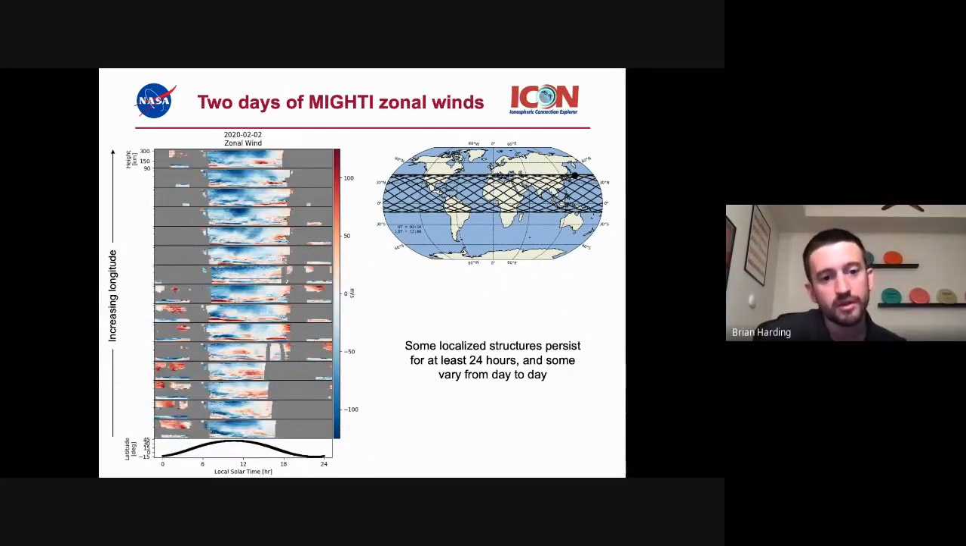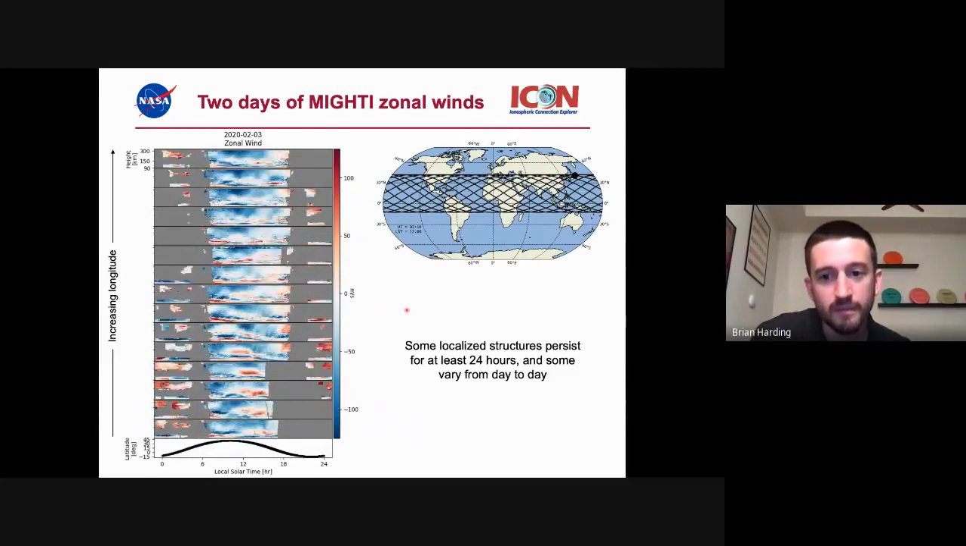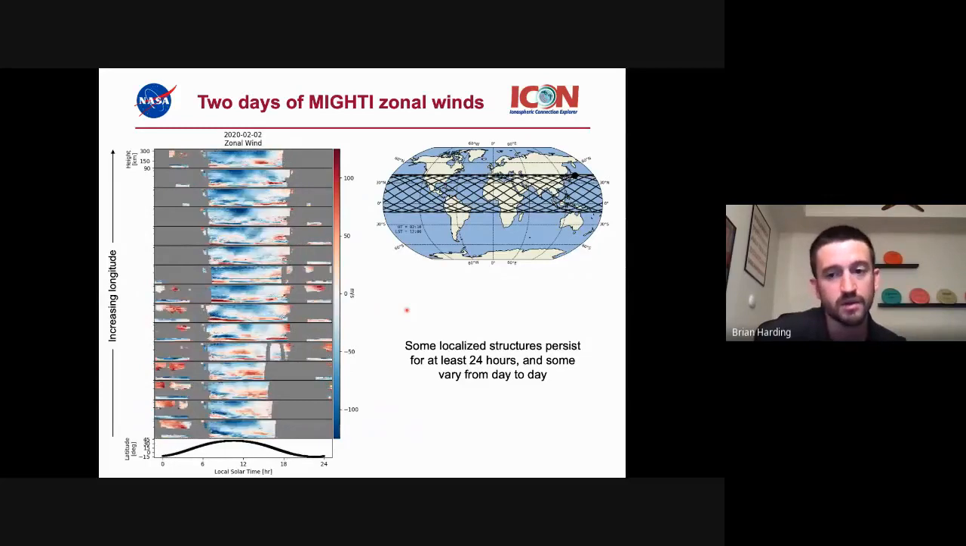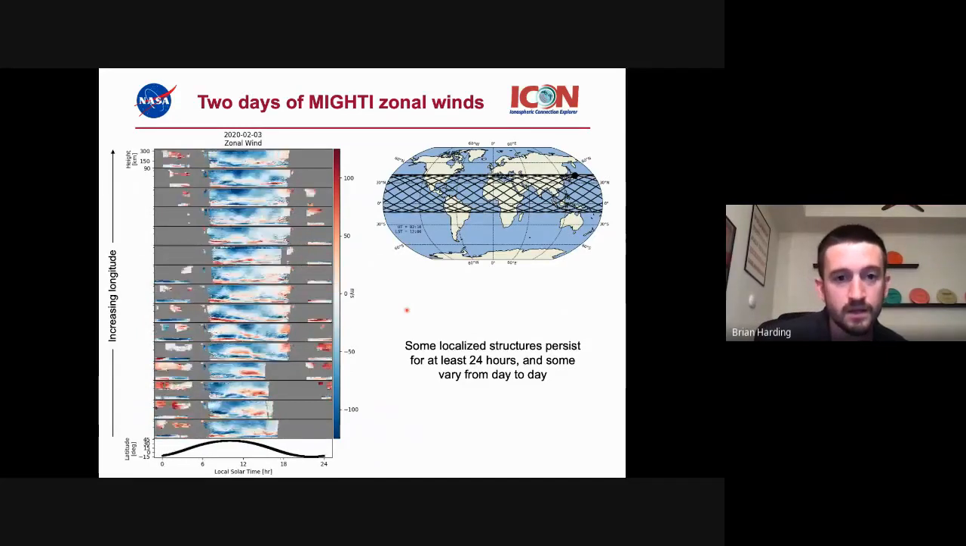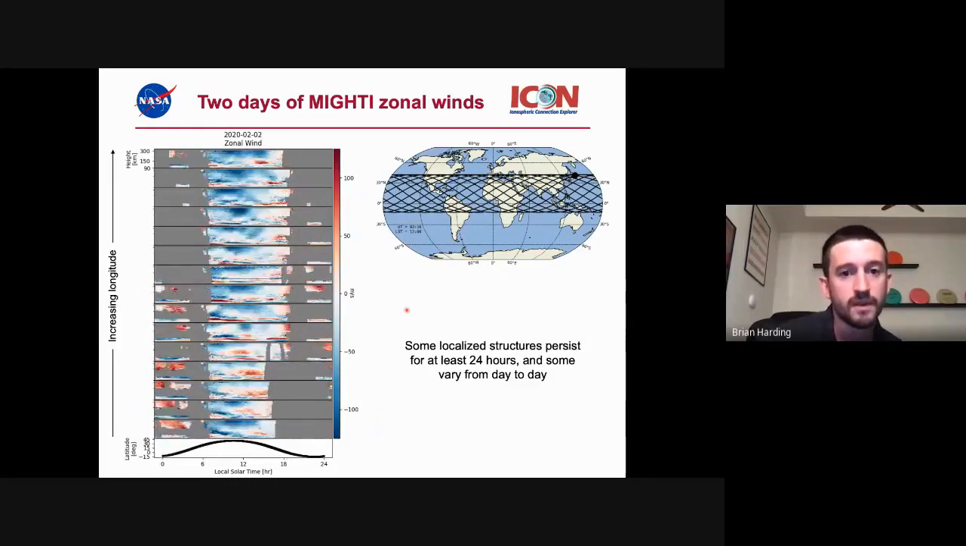These shear layers I mentioned before, those have been seen before, most notably by chemical tracers. But what these MIGHTY data show is that they are widespread, even in daytime. They exist over thousands of kilometers horizontally, and sometimes they last for 24 hours or more. So this kind of variability is really a key science target for ICON, especially with respect to how it drives variability in the ionosphere.